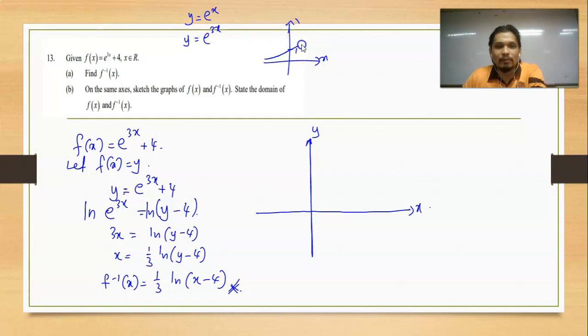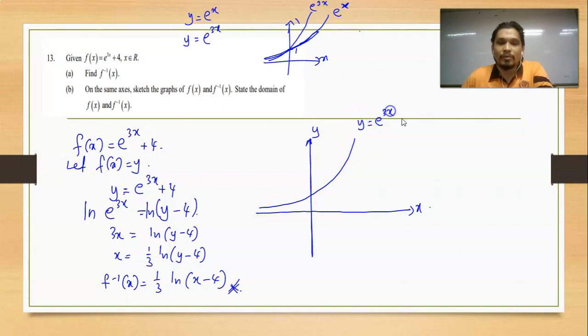First, the graph here. This is the graph of e^x, and the other one here is the graph of e to the power of 3x. So the gradient is different, but the intersection and the shape are still the same. Now for e power of 3x, the graph will be something like this. y equals e power of 3x.